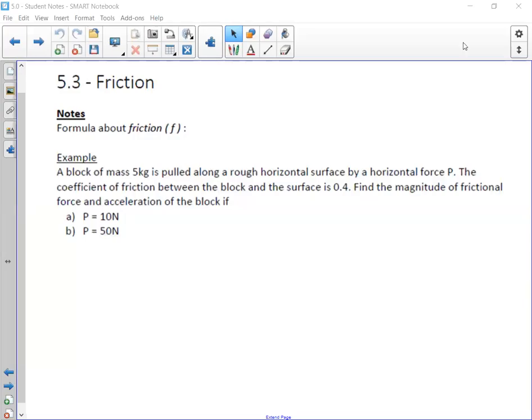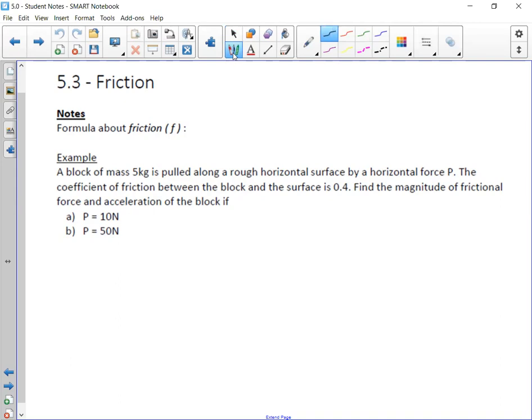This lesson, we're looking at the last bit about friction, about forces and friction. We're adding to the forces diagram we learned last lesson. If you remember, for the last two lessons we were working on two things: one is to resolve the forces, and two is to use F equals ma.